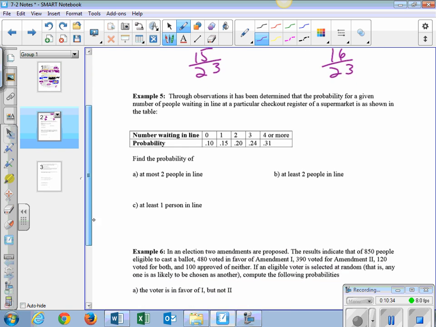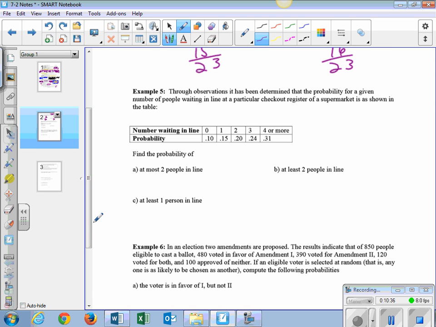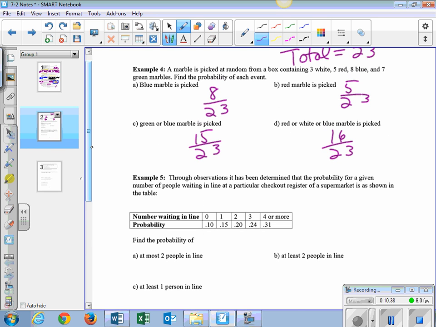Okay, moving on to example 5. Oh, by the way, if you have any questions on that, why don't you take a couple minutes and make sure everybody in the room understands those problems and that you've got those right.